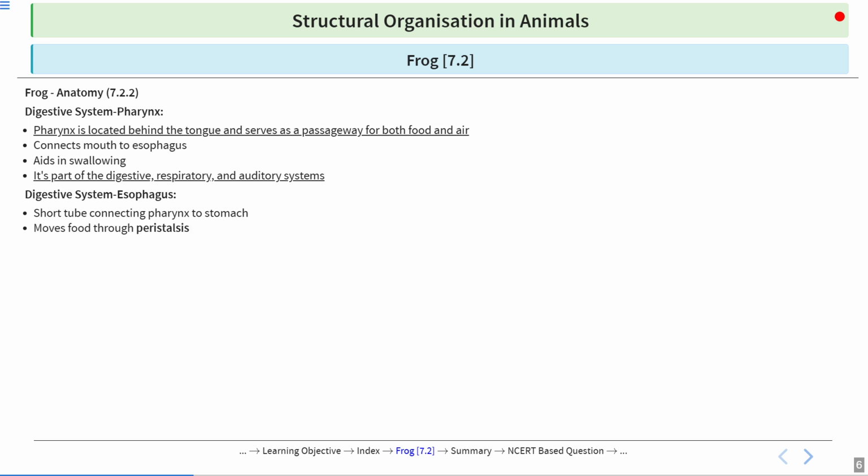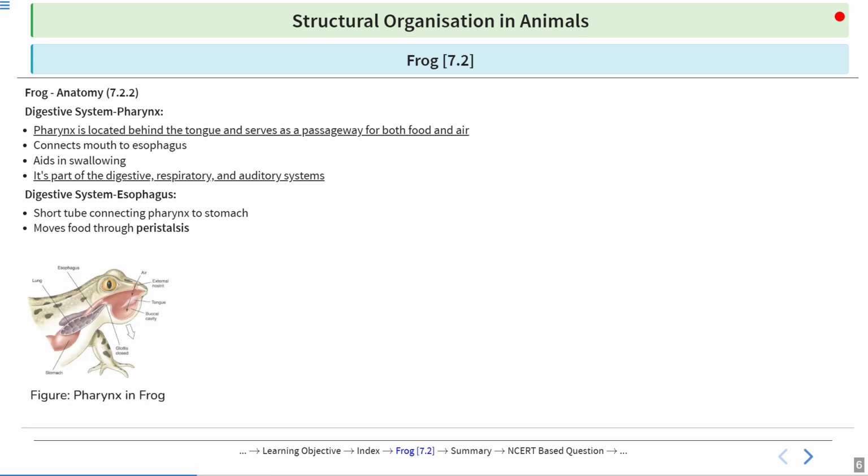It moves food through peristalsis. So there is a movement of the food material in the esophagus region. How is the food material moved? Because this esophagus is made up of what type of muscles? Smooth muscles. And smooth muscles are involuntary. Involuntary means it is not in your control.